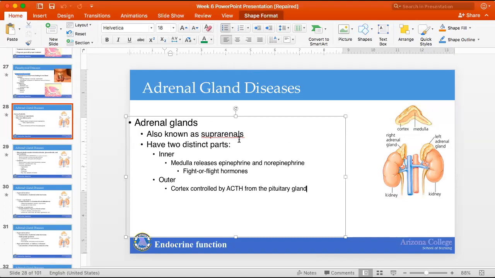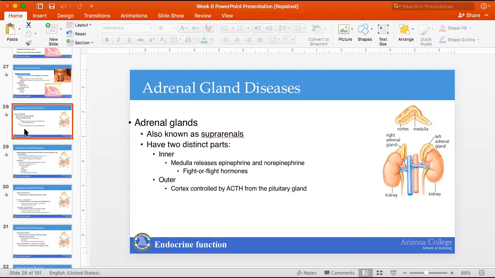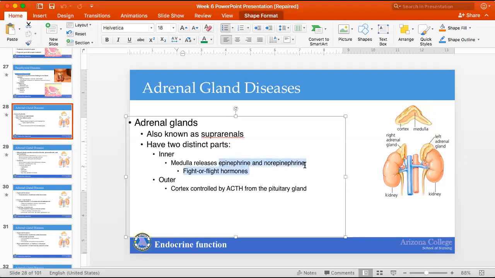There's two distinct parts of the gland. And here you have a section of it cut out where you're seeing the inner medulla and the outer cortex. And they have different functions and different things that they release. The inner, the medulla, releases epinephrine and norepinephrine. These are what you typically refer to as adrenaline.